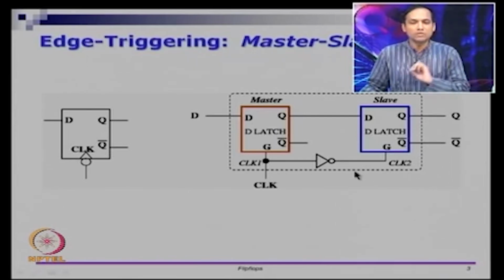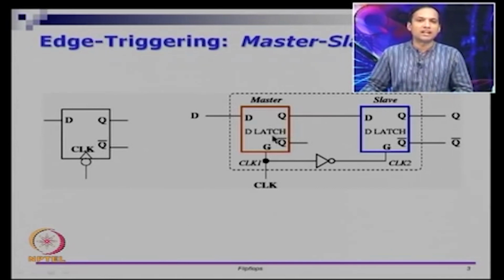So, the most important thing that we have done is we have taken CLK and given it directly to one of the enables; we will call that CLK1. To the other latch, the enable is the negation of the CLK. So, CLK2 is the negation of CLK and CLK1 is CLK directly. So, in some sense, if this latch is enabled, the slave latch is disabled. At any point of time, there is only one latch which is enabled, the other latch is disabled.